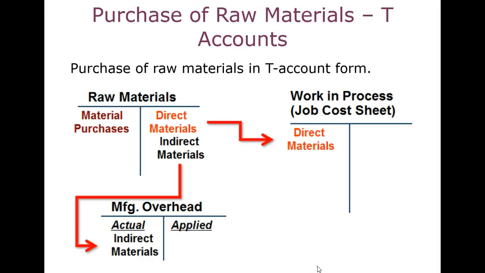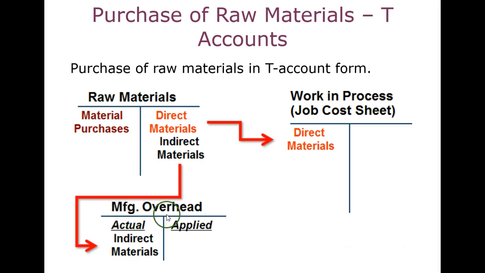Here are some T accounts, sort of showing the same thing. A little bit more detail about raw materials. You purchase raw materials and you will debit raw materials, this account, while you credit accounts payable or cash. Now, raw materials really are broken down into two different categories. The direct materials, as we saw in the previous slide, go straight into the work in process account. Indirect materials are classified over here, debited into the manufacturing overhead account.